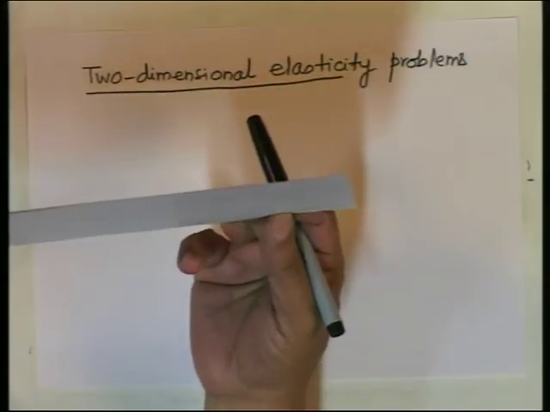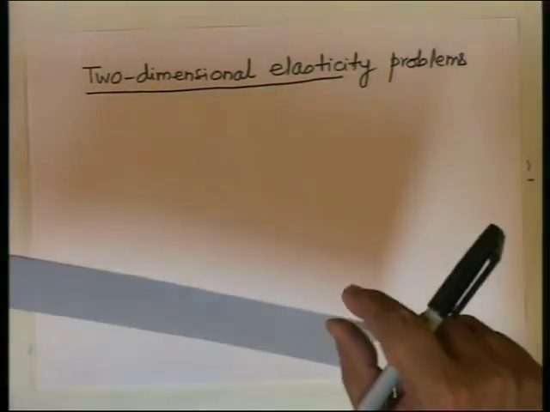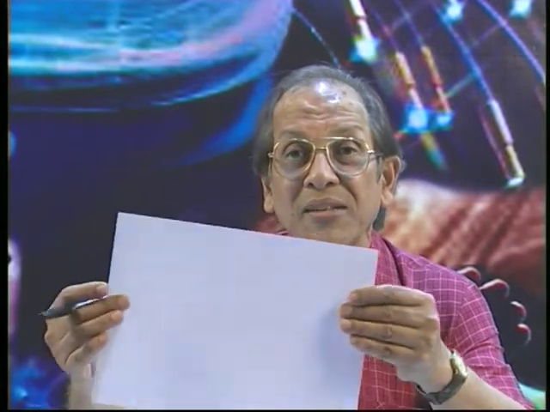The other two dimensions are A and B, and H is the thickness. Thickness is very, very small compared to them. For this problem, this is also an elastic body, where all particles are continuously distributed.